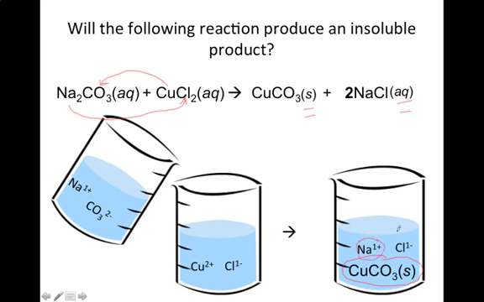The spectators are sodium and chlorine. Those are our two spectator ions, and we'll get more into what spectator ions are in the next section. But just the ones that are still hanging out in solution, because sodium chloride is not an insoluble salt. It's soluble in water, so those are spectator ions.